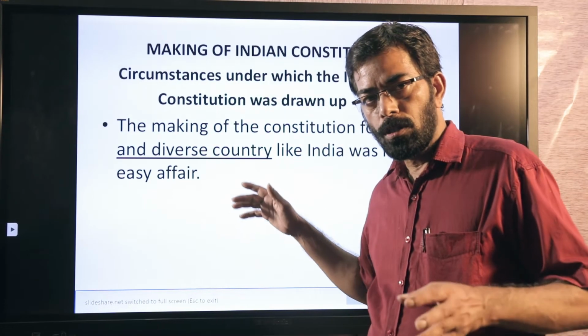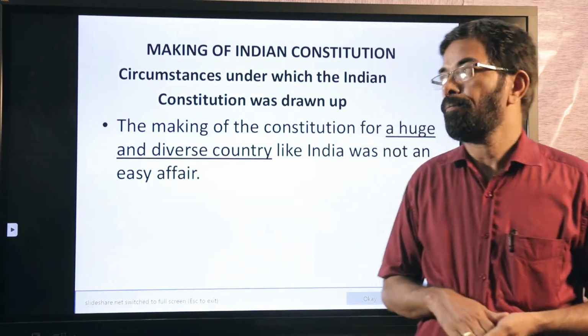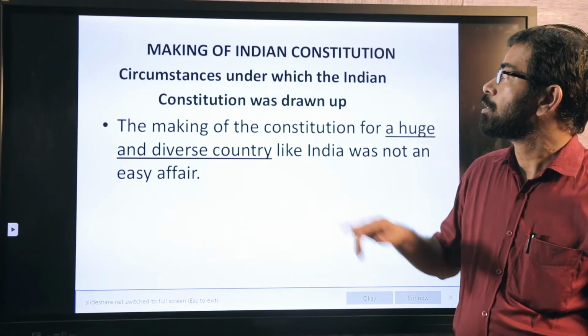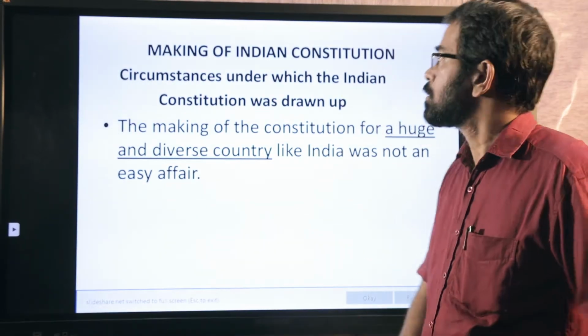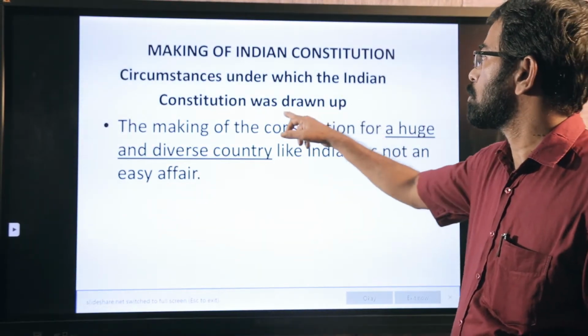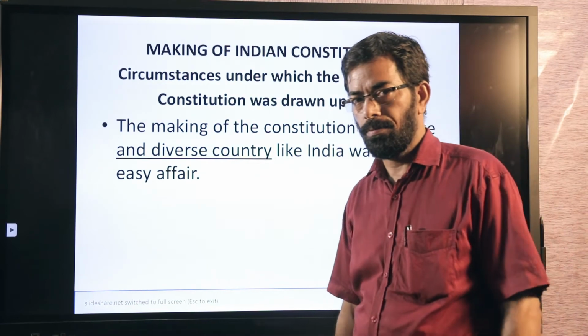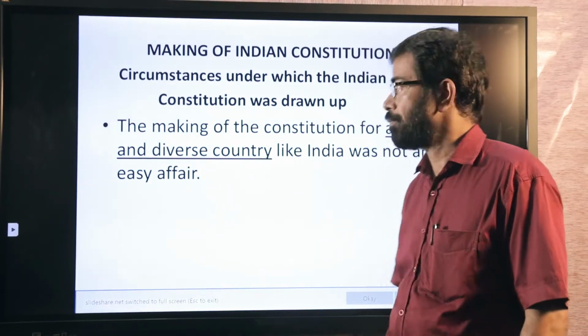So keeping all these features in mind, let us see how the Indian Constitution was made. What were the circumstances under which the Indian Constitution was drawn up? This is what we are going to examine now.